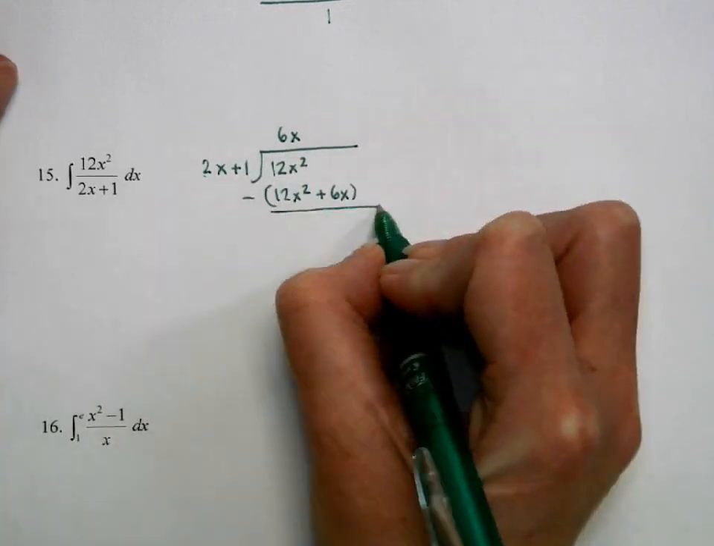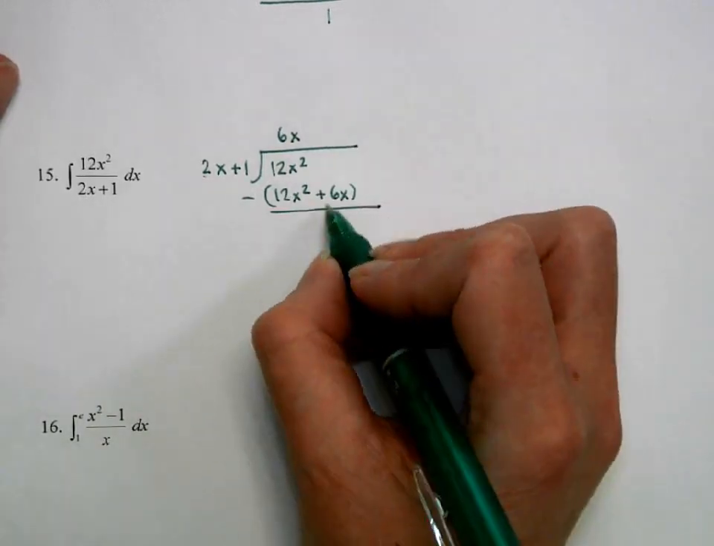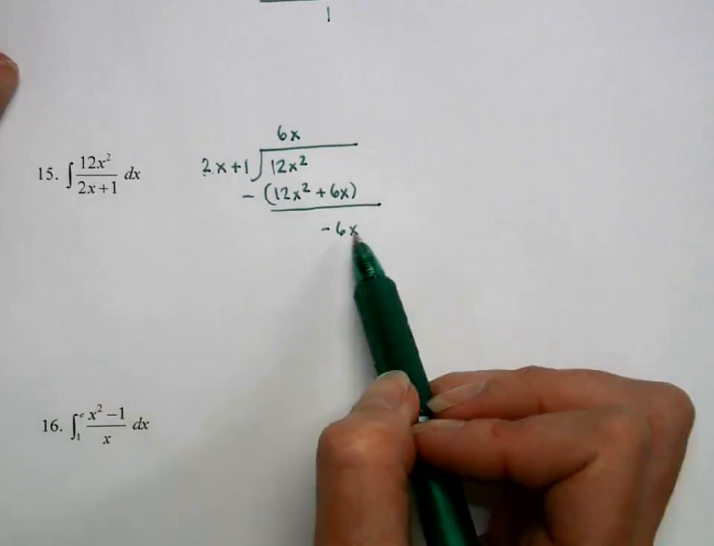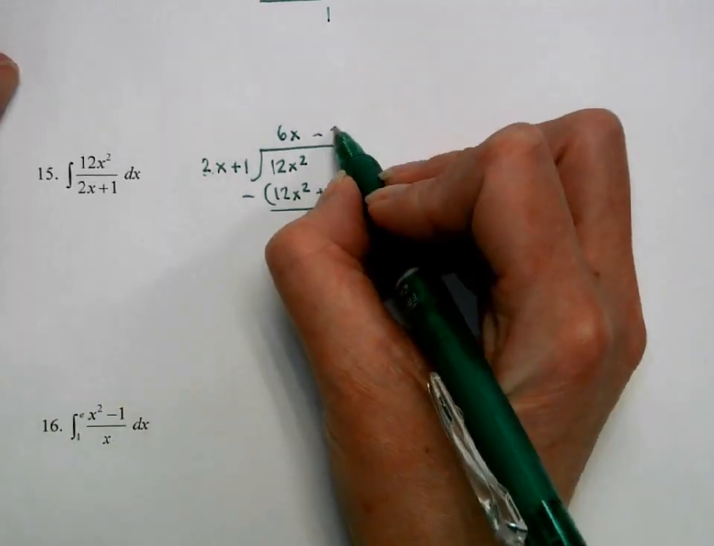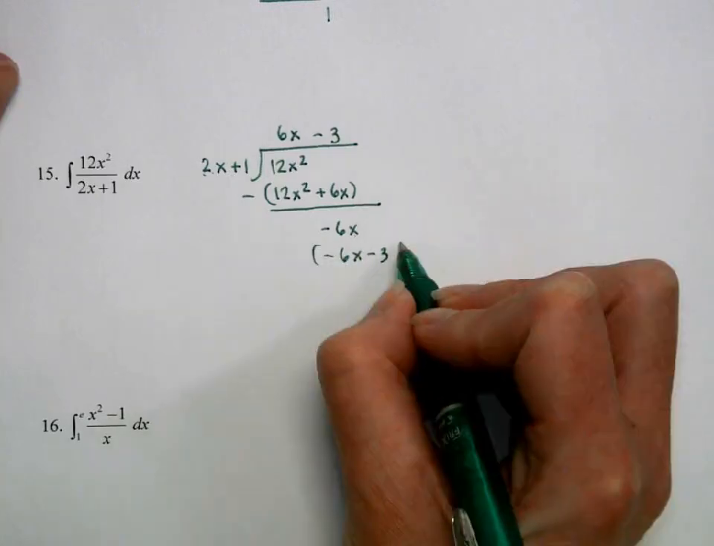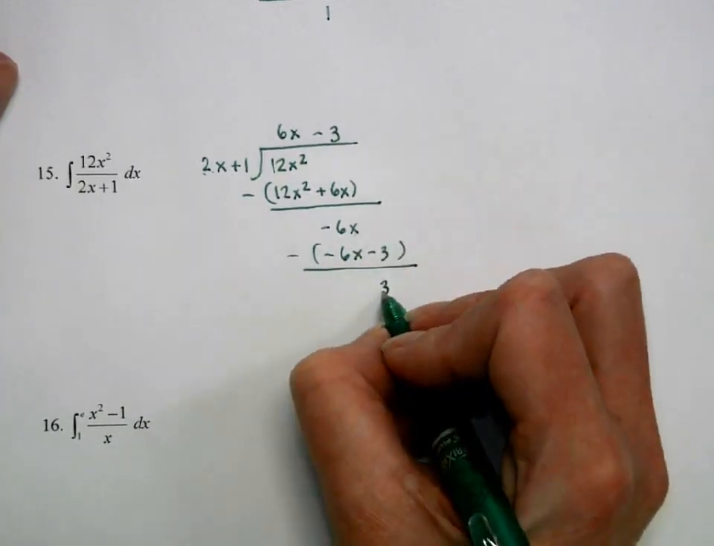Okay, 12x squared minus 12x squared is 0. And we get a minus 6x. We'd multiply that by a negative 3. So 0 minus negative 3 is a positive 3, and that gives us our remainder.